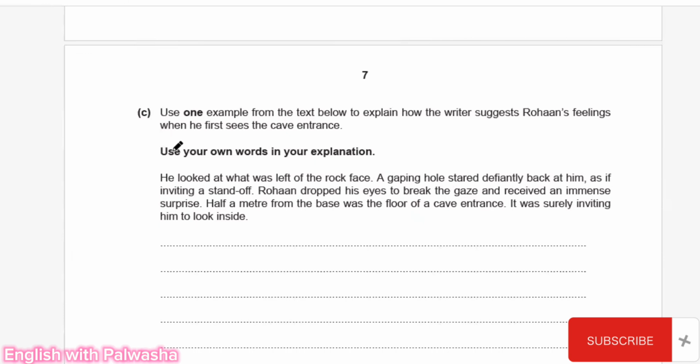Here you are going to use one example from the text below to explain how the writer suggests Rohan's feelings when he first became interested. So this is a whole paragraph, all right? We are going to pick just one example. One example means just one sentence from it. And we will be explaining that in our own words because it contains only 3 marks.